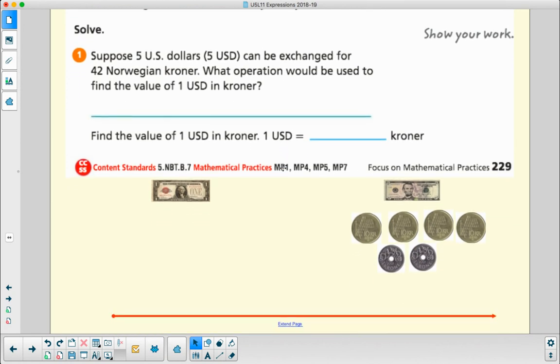So I have a little $5 bill here, and I have 42 Norwegian kroner. How would I convert these into how much is the value of 1? Well, I need to take these and break them into 5 equal groups. That would be dividing. So I need to divide.